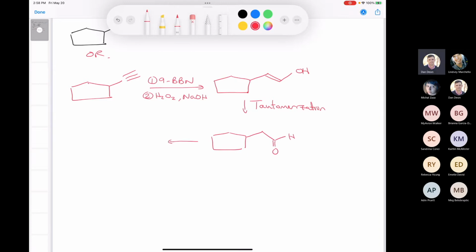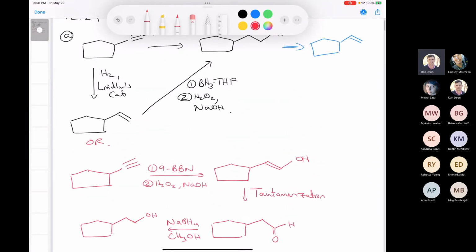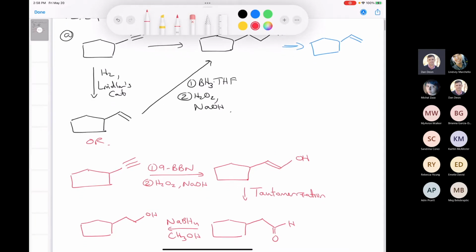And then to convert that into the alcohol, you could just use sodium borohydride. I mean, you could also use lithium aluminum hydride, but let's just pick this. You could use sodium borohydride and methanol. That would work too. Either strategy is perfectly reasonable, I would say. They're the same number of steps. So yeah, two possible strategies to do that one.